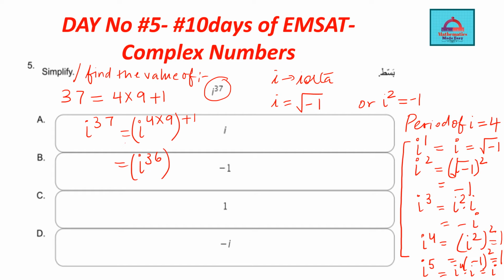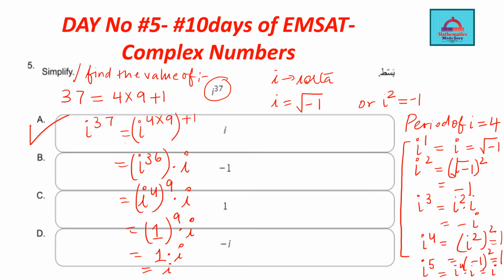Okay, so this is not going to be giving you anything, and i to the power 1 is going to just give you i. So this whole thing, because the period is 4 and you are raising i to the power 4 to the power 9, this is 1 to the power 9, which is going to give you 1 only. So this is 1 multiplied with i. So the answer is i. So option 1, 2, 3, 4, A is the answer.